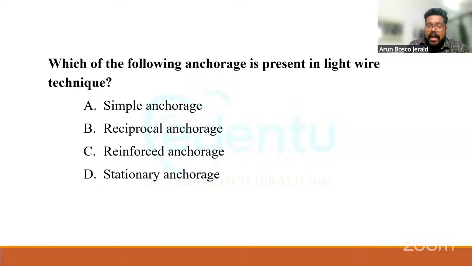Stationary anchorage is currently used in the straight wire appliance, in which you are using rectangular wires. Examples for reinforced anchorage are your headgear, lip bumper, transpalatal arch, etc. Even your TADs can also be considered as reinforced anchorage, which is currently termed as absolute anchorage or infinite anchorage.